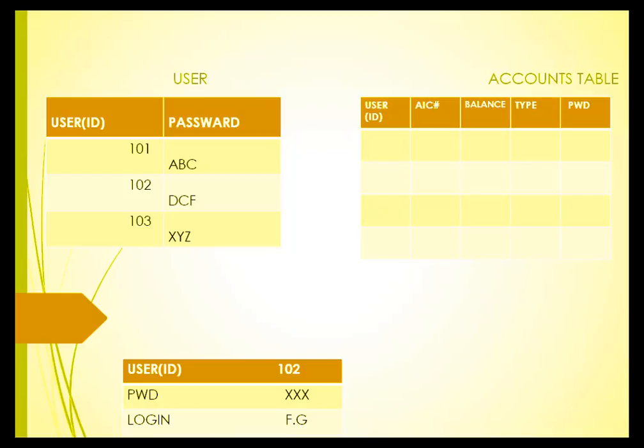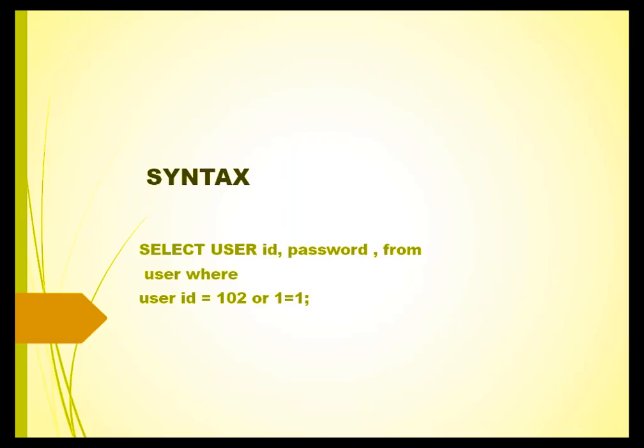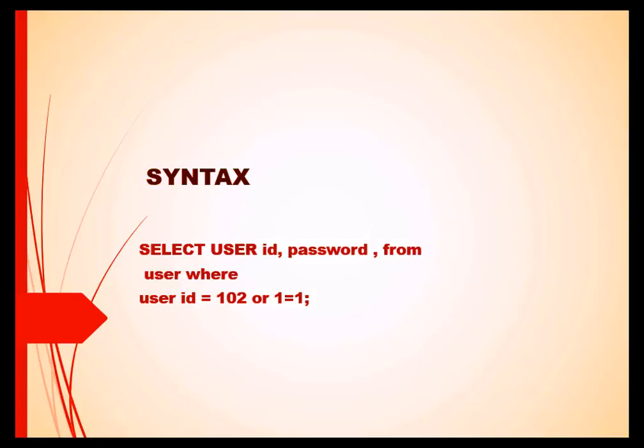In order to get the access, we need to know the user ID, and for that purpose I will tell you the syntax. In this slide you can see that we write the syntax. First of all, we write select, then user ID, and then comma, and then its relative password, that is user ID's relative password, and then comma, from user, where user ID is equal to 1 or 1 is equal to 1.